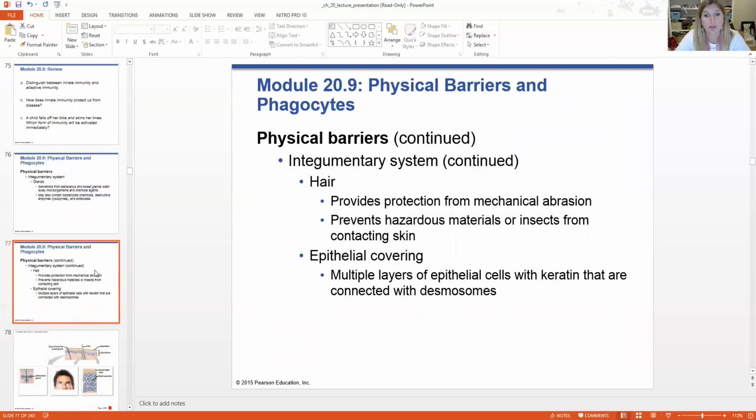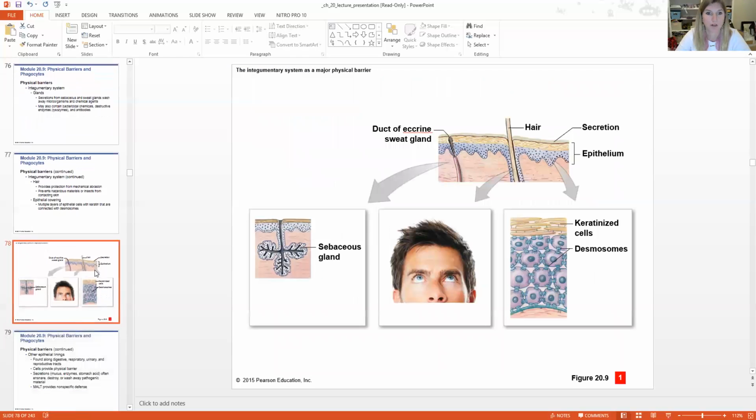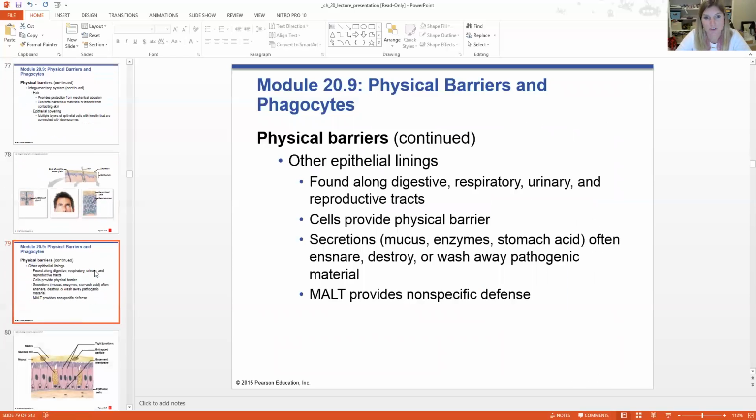Hair included provides protection from mechanical abrasion. That's why we have hair on specific areas of our body, like around most of the body openings, our eyes, pubic regions, around our mouth, like especially in males, right? A lot around our eyes. And then the epithelial covering itself with that water-resistant keratin that's connected by desmosomes to allow it to twist and bend without being ripped apart very easily. So our integumentary system provides actually the first line of defense.